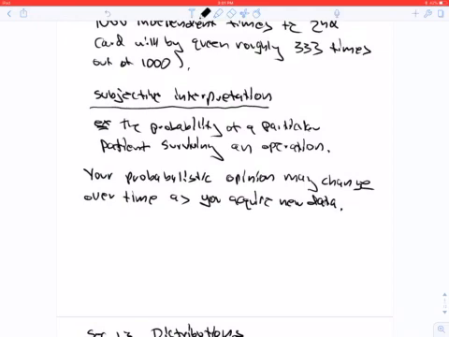So now this interpretation doesn't work sometimes. For example, if you're asked for the probability of a particular patient surviving an operation, this obviously you couldn't repeat 1,000 times, because it's a particular patient. So we rely then on conditional probability, which is a topic that we'll take up soon. And your probabilistic opinion may change over time as you acquire new data about your patient. Perhaps you learn something about them, that they're healthy or not healthy and so on, that might change that probability.